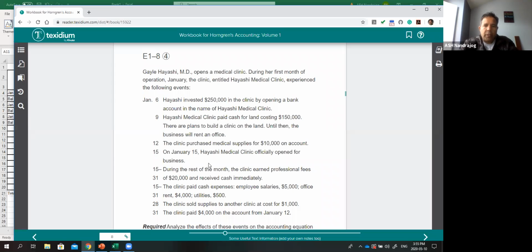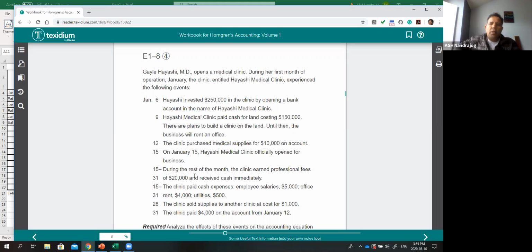On January 15th, Hayashi Medical Clinic officially opened for business. Okay, so in this statement, there isn't anything to record. It's just that they have officially opened for business. There is nothing, no change to assets, no change to any revenue, nothing like that for this transaction. Now let's read the next statement.